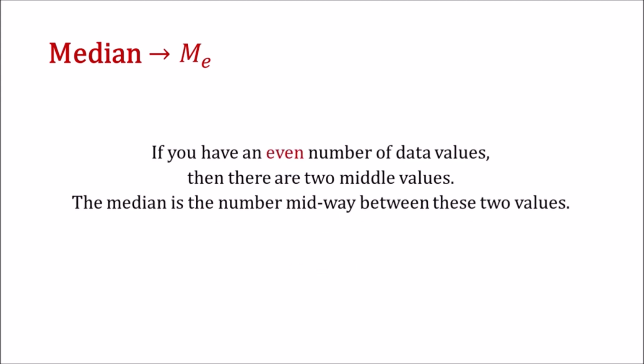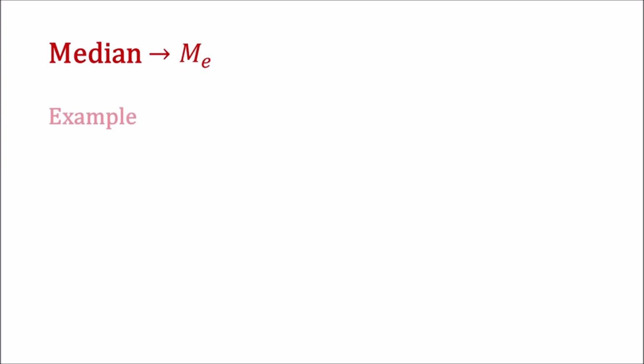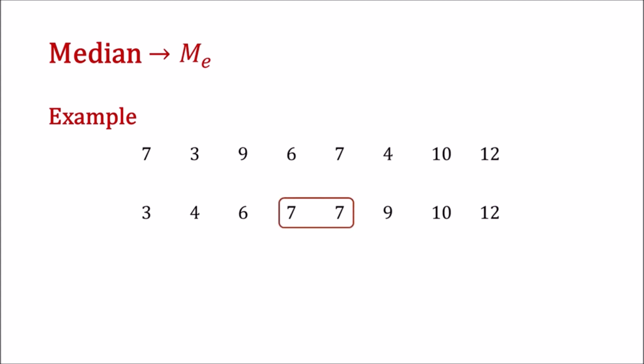If you have an even number of data values, then there are two middle values. The median is the number midway between these two values. Example. Given data like this. We arrange the data from the lowest. The middle values are 7 and 7, so the median is 7 plus 7 divided by 2, equals 7.